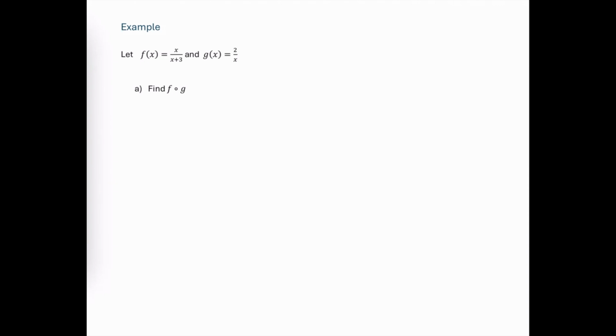First, we'll find the composite function, f composed with g. And this means we'll start with the f function on the outside and then plug the g function into that. So f composed with g is going to begin with the f function, but we leave holes for the independent variable x. So we have x over x plus 3. And now into those independent variables, we'll plug the g of x function. g of x is 2 over x, and so we put 2 over x into both of those spots.